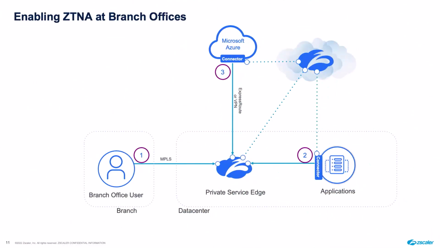So how does this look? So a user in a branch office, say, will connect over the MPLS connection to that private service edge. And that private service edge is connected to the Zscaler cloud to receive its policy updates and information about the configuration for the cloud service. That private service edge will then apply that same policy and connect users to those applications either through the connector in the data center or a connector in a SaaS or infrastructure as a service platform.